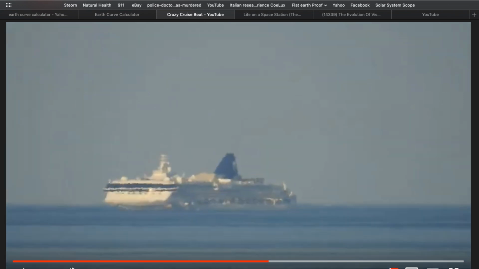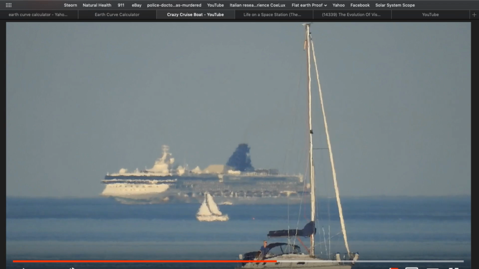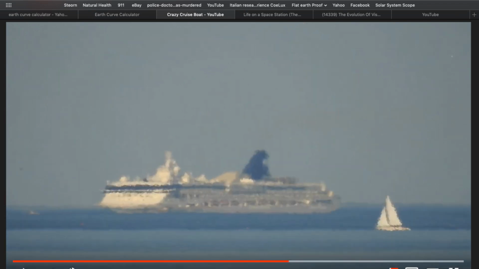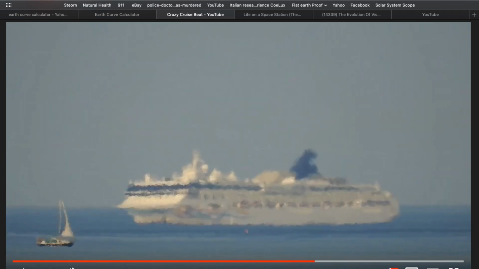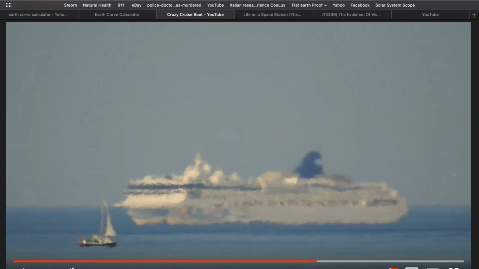Sometimes, oh, the hull, we can't see the hull. It must be beyond the horizon. Well, it's closer now than it was before. It must be beyond the horizon. No, it isn't. Now, oh look, it's just straddled the horizon. It's just put a leg over the horizon.